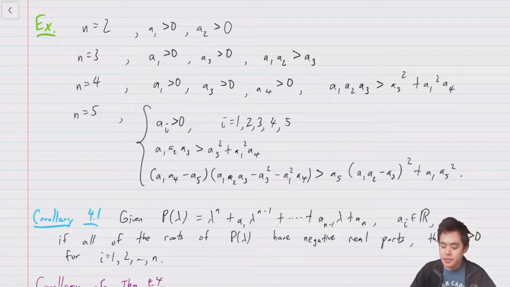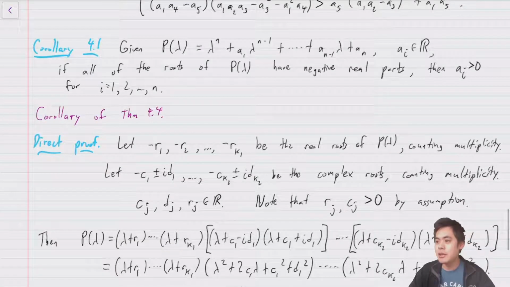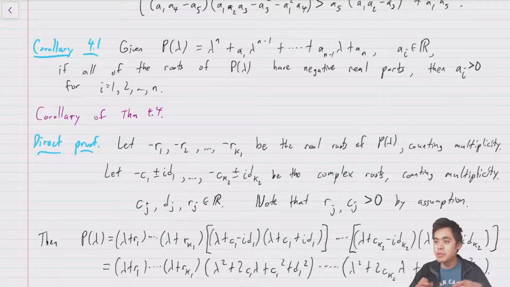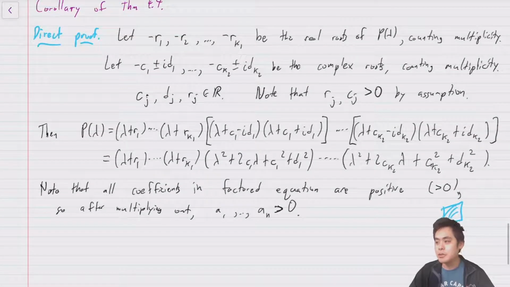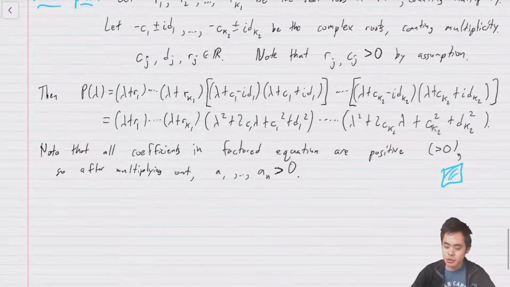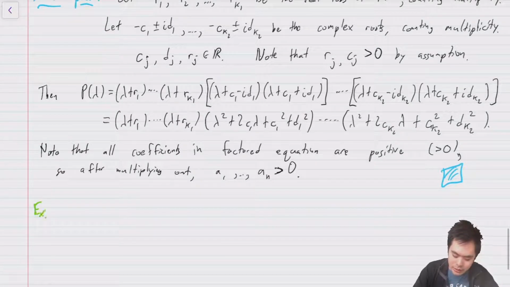But in all these cases, you'll notice that the coefficients are positive. That turns out to be a necessary condition. If all the roots have negative real parts, then all the coefficients have to be positive. It doesn't go the other way around. You can have positive coefficients but roots that are not all negative. But if all the roots are negative, the coefficients have to be positive. We showed that by a direct proof by factoring. That turns out to be a much easier condition to check, so we'll use that in our examples.